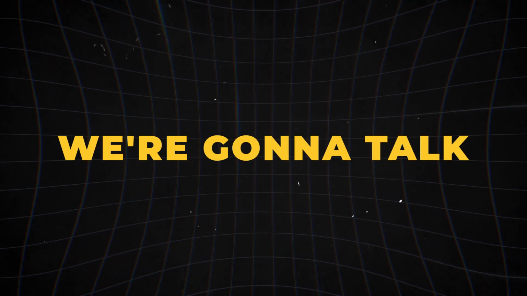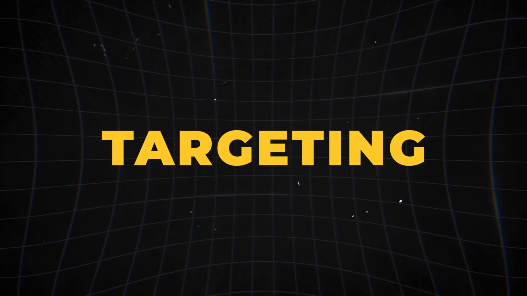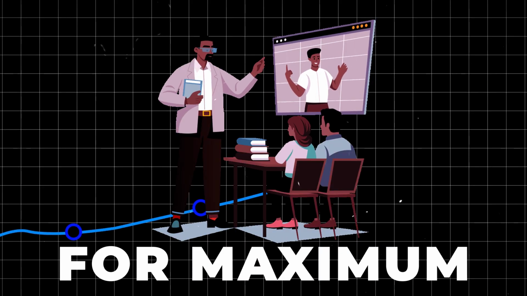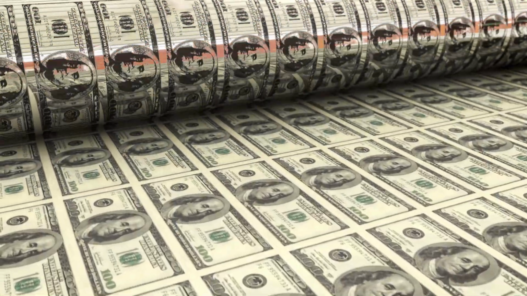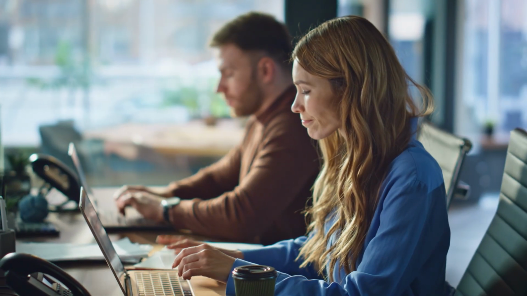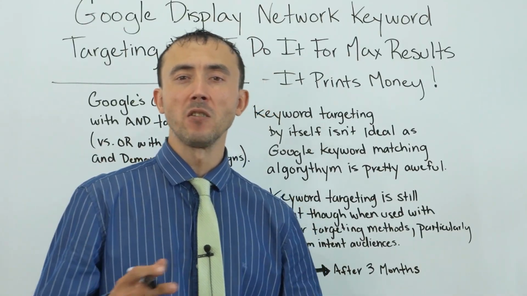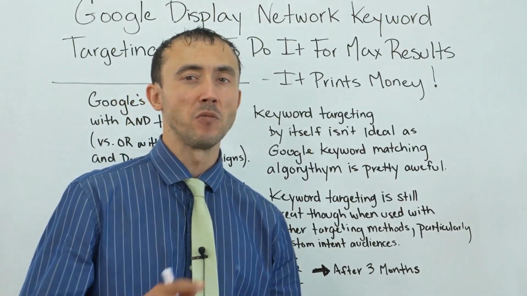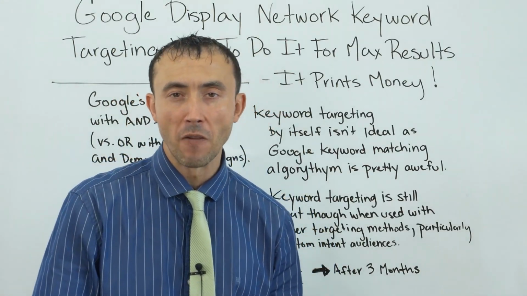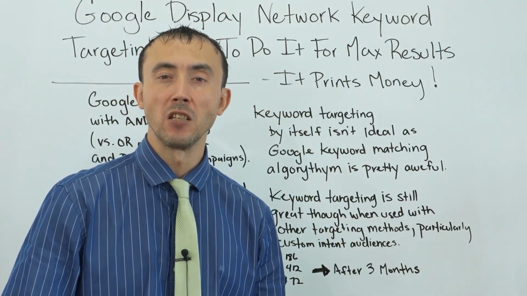Today's video, we're going to talk about Google Display Network keyword targeting and the ways to do it for maximum results. This prints money once you understand the power of unlocking this method for your company, assuming it applies to your company and niche. It will apply to most. If you understand the rest of how to do display advertising, that is making a good ad, making a good offer, I'll talk a little bit about that on today's video as well.